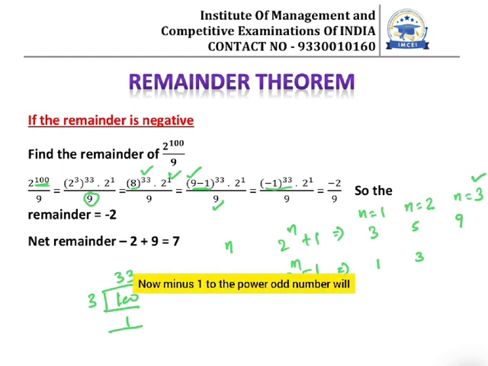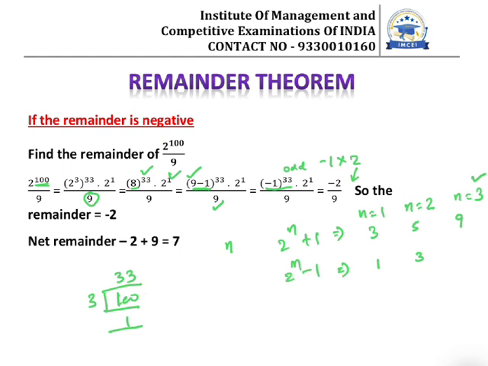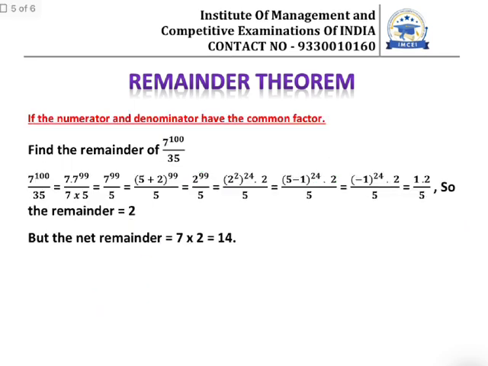Now minus 1 to the power odd number will give us minus 1 only. So minus 1 into 2 will give us minus 2. So if I divide minus 2 by 9, the remainder will become minus 2. But negative remainder is not possible. For that reason, we need to add the divisor to minus 2. So the net remainder is 7.